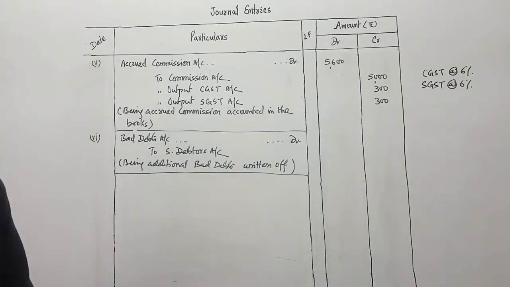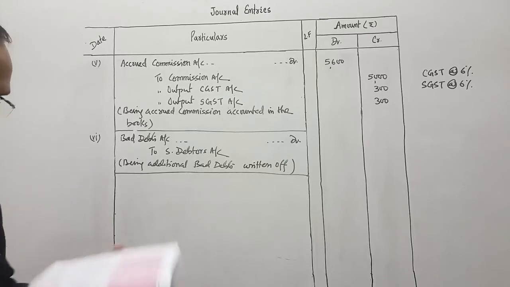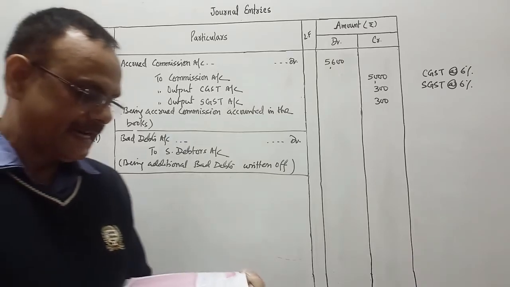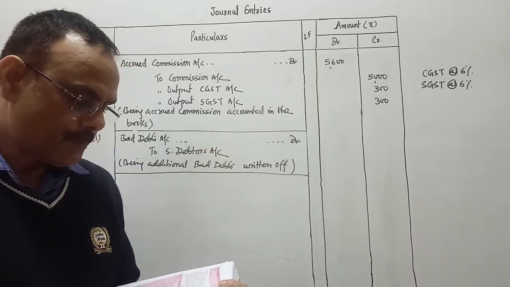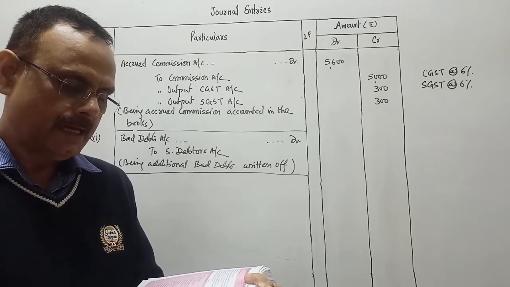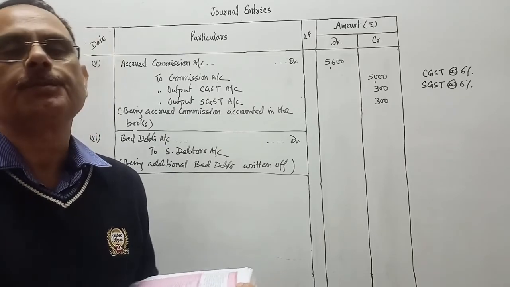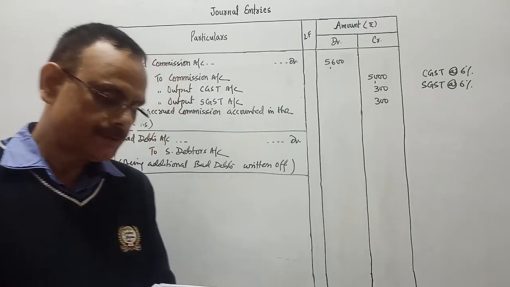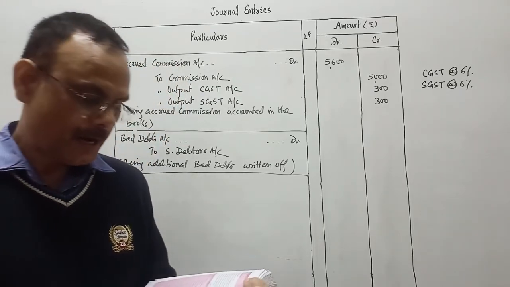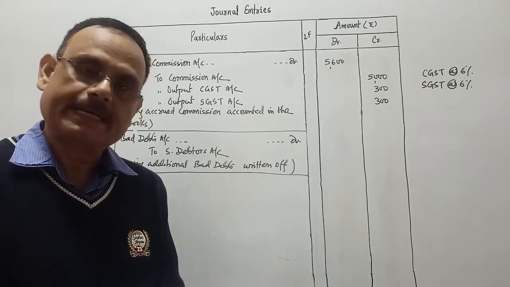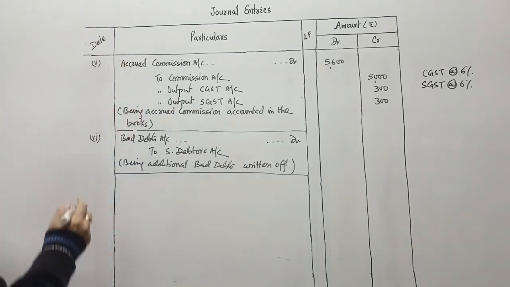Come to the next. Goods costing rupees 8,000 destroyed by fire, and the insurance company admitted a claim of rupees 5,000 only. So goods costing rupees 8,000 destroyed by fire. We'll do the entry first.